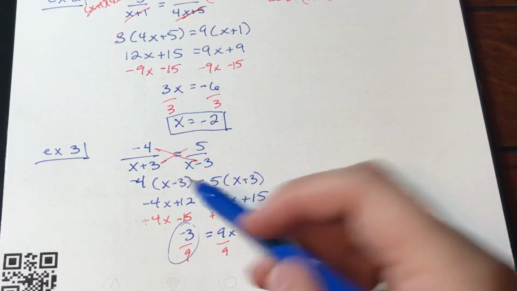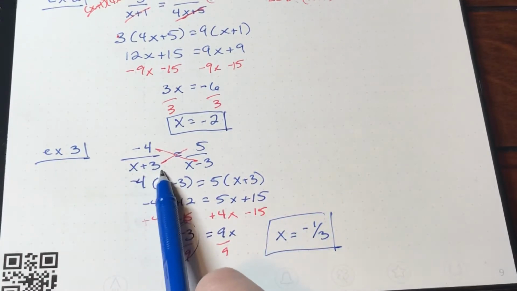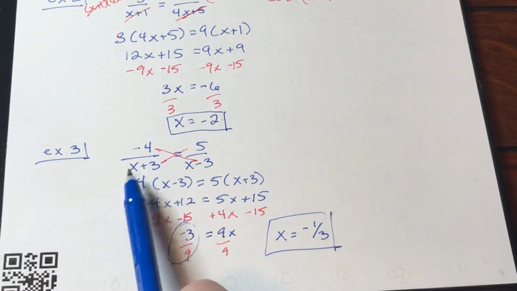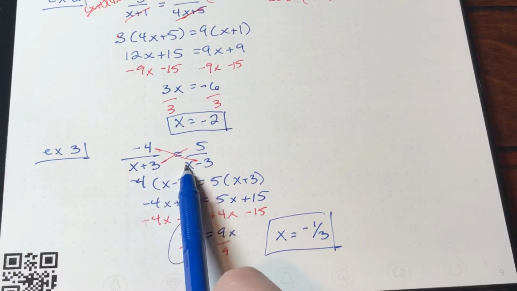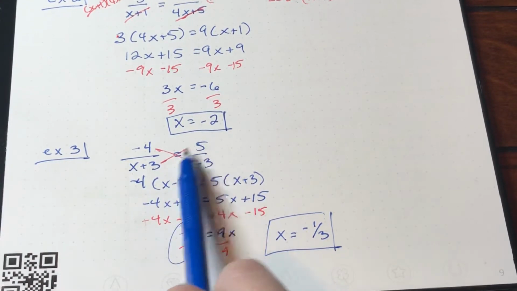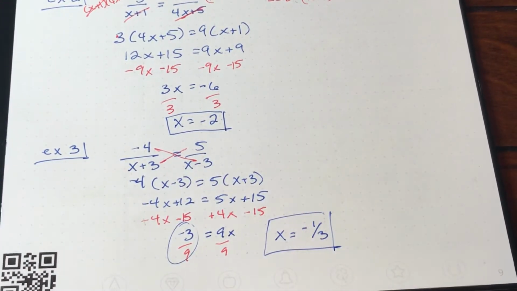Again, I'm going to check. 1/3 plus 3 is not 0. Negative 1/3 plus 3 is not 0. And negative 1/3 minus 3 is not 0. So we're good.